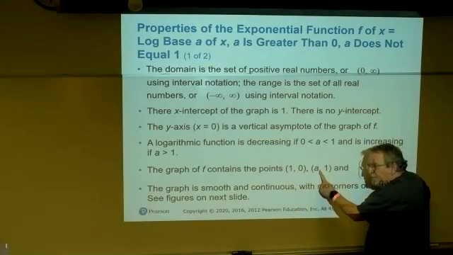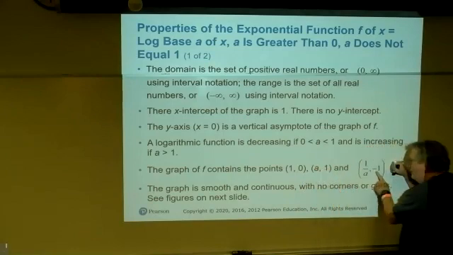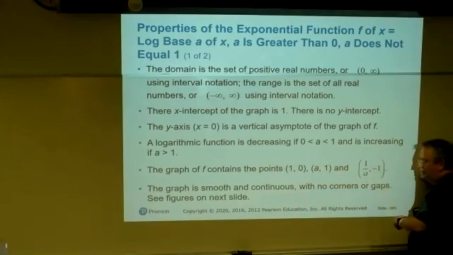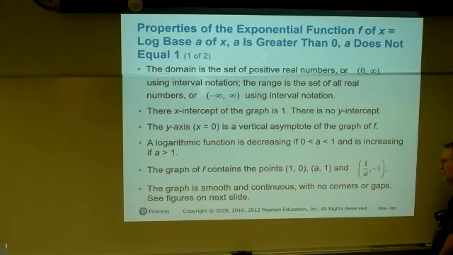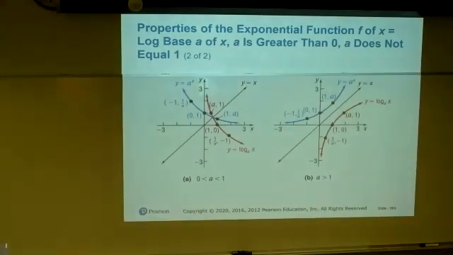With the exponential, it was 1/a, but with logarithms, a gives us 1. And same thing here, it's the reverse. The graph is smooth and continuous with no corners or gaps. And so this is what we have: 2 sets of graphs here.